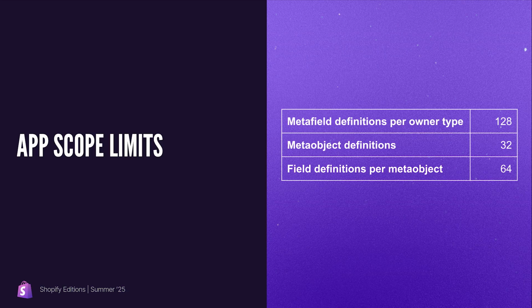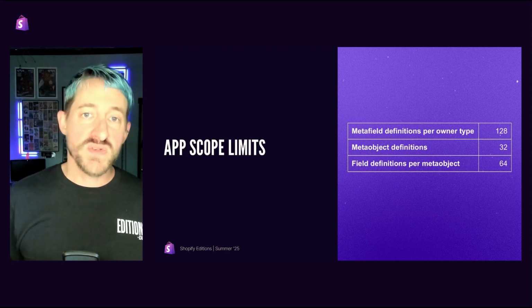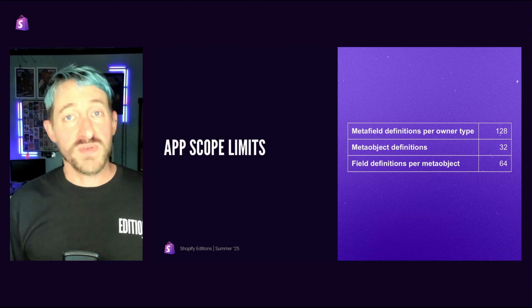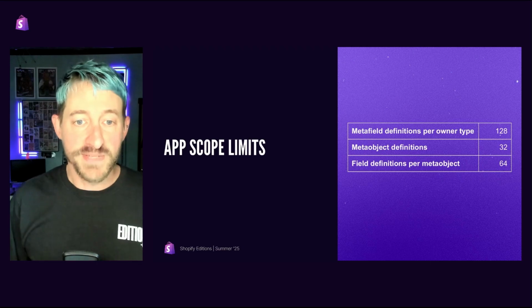And finally, when you use declarative custom data definitions, you get your own bucket of app scope limits. So this means you no longer have to compete for resources with other applications, and you can reliably create and utilize definitions that are specific for your app.